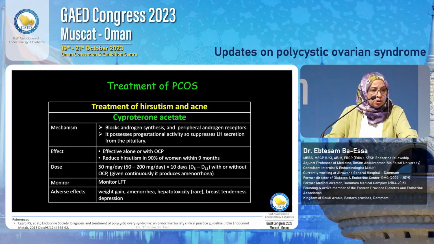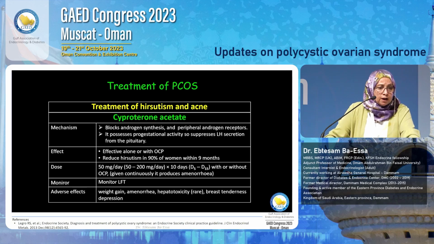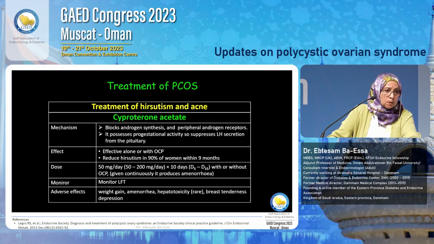Cyproterone acetate is another modality of treatment to block androgen synthesis. It is effective alone or with the oral contraceptive pill, and it may be given for 10 days, from day 5 to day 15 of the cycle. You should always monitor the liver enzymes.